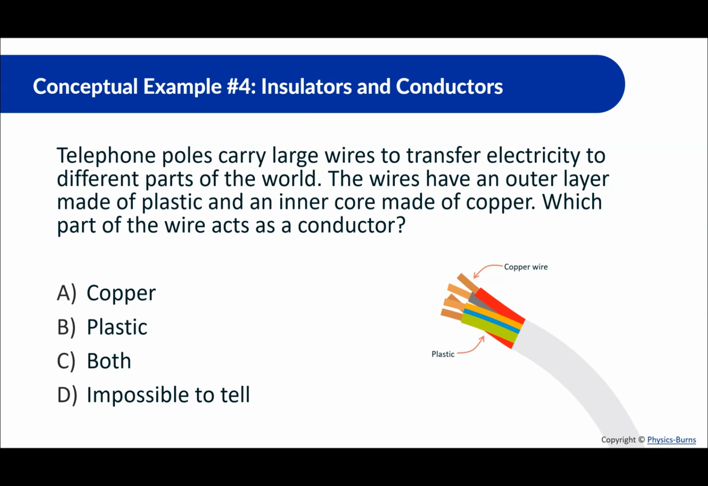Okay, conceptual example number 4. Insulators and conductors. Telephone poles carry large wires to transfer electricity to different parts of the world. The wires have an outer layer made of plastic and an inner core made of copper. Which parts of the wire act as a conductor? So you can pause it if you like and see what you want to pick. But the answer is A, copper.